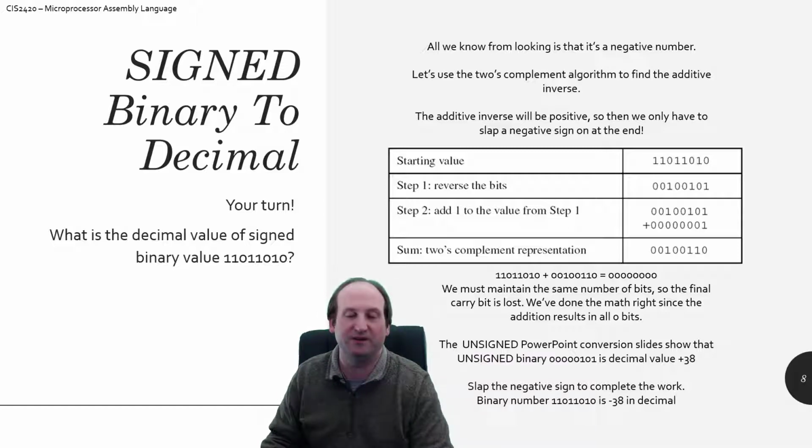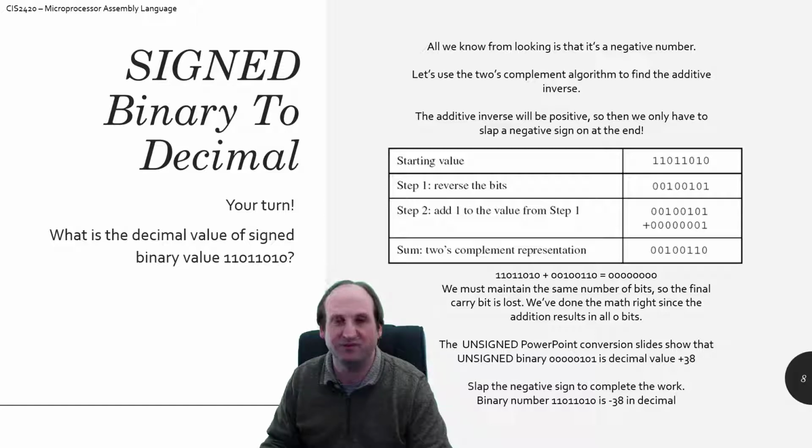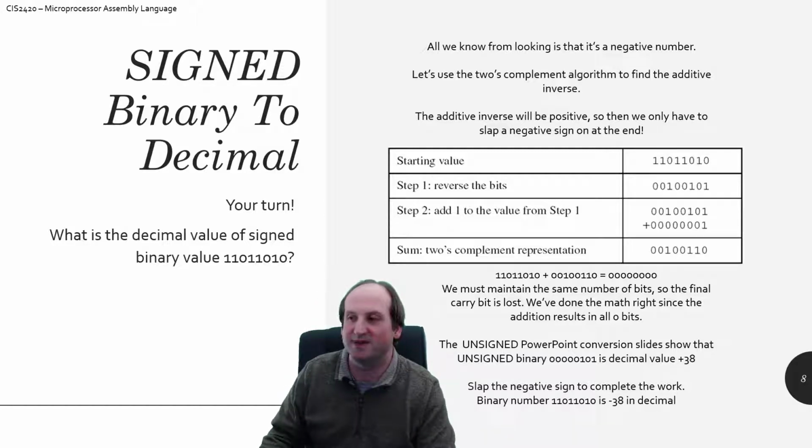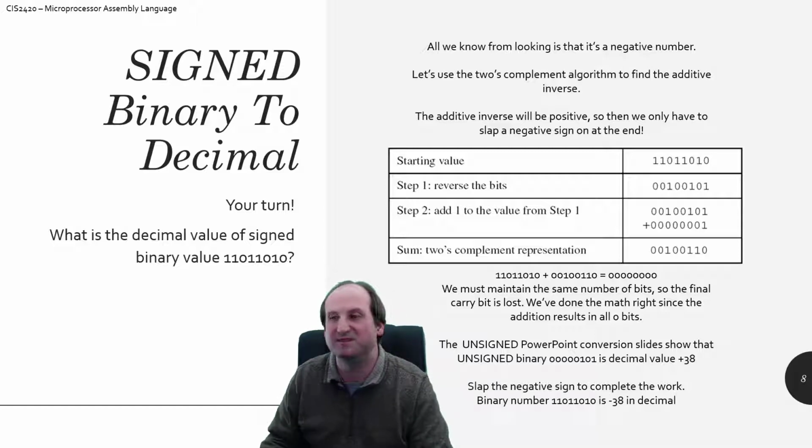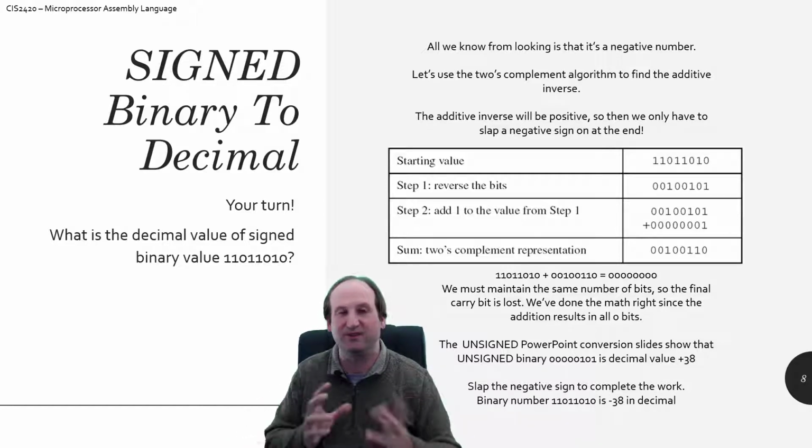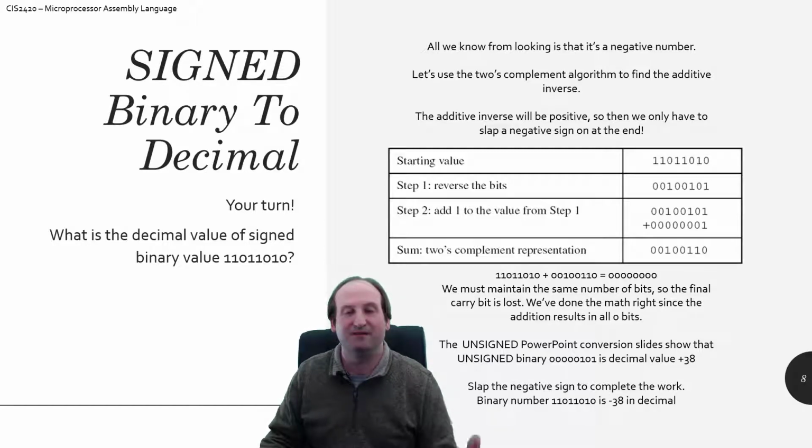Just like the previous example, I take my starting value, which is the number given, and flip all the bits, so that becomes 0, 0, 1, 0, 0, 1, 0, 1. I add 1 to this, which gets me to my final result of 0, 0, 1, 0, 0, 1, 1, 0. Then, sanity checking, because it's very easy to miss a 1 or a 0, I take my starting value, add my result, and get 0 with the 1 for the carry bit, which gets lost, so my result is 0, so I know I'm good. So at least I have the correct binary representation of the positive value.